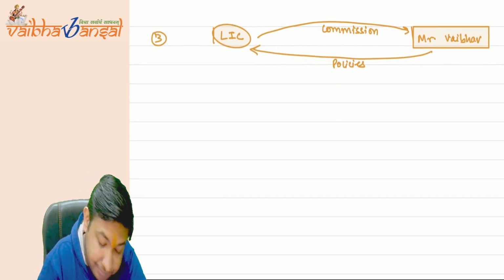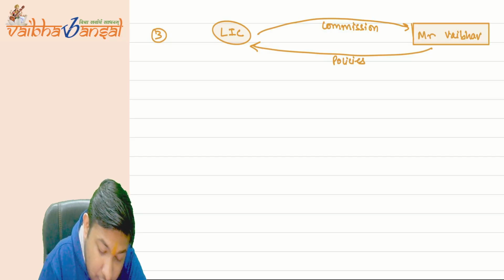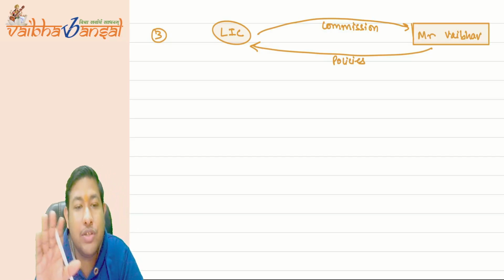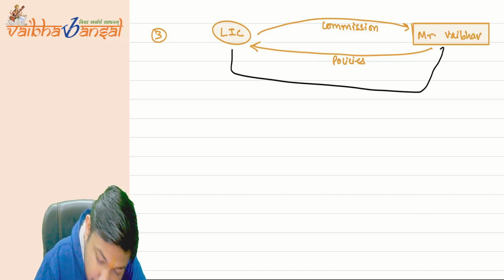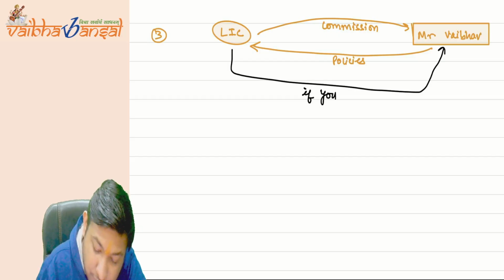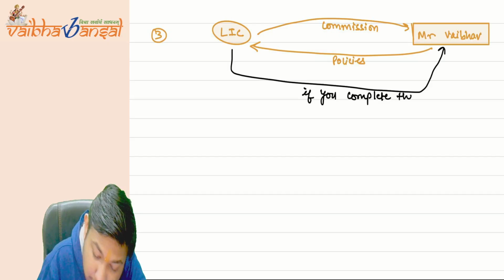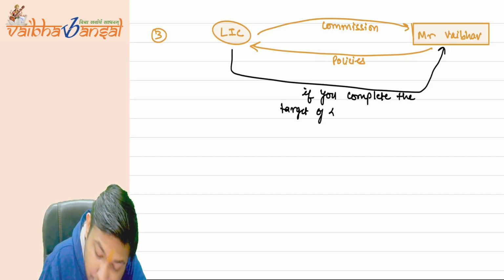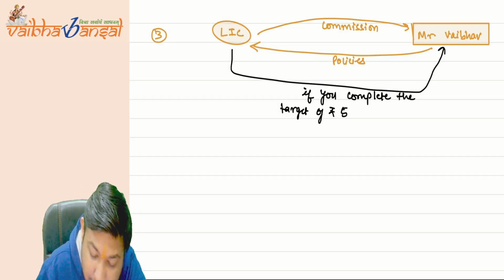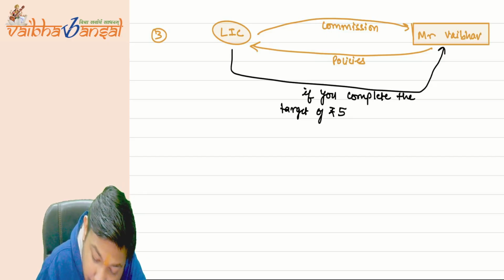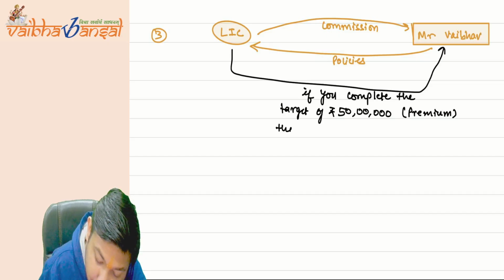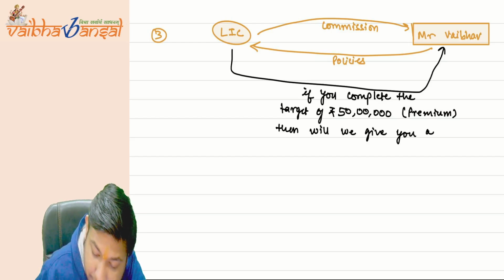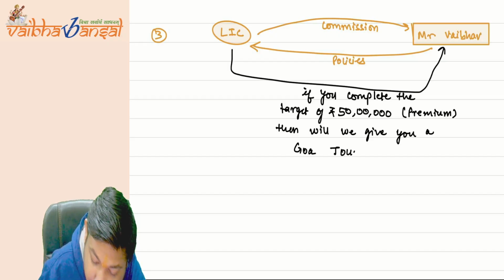Now the problem is that, suppose along with commission, the Life Insurance Corporation of India, LIC, says to Mr. Weber that if you complete the target, suppose 50 lakh of premium, then we will give you a Goa tour with family.